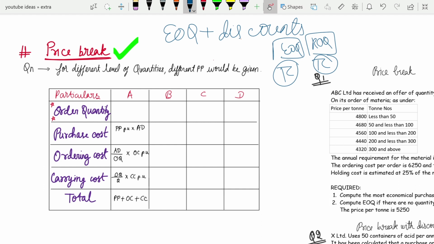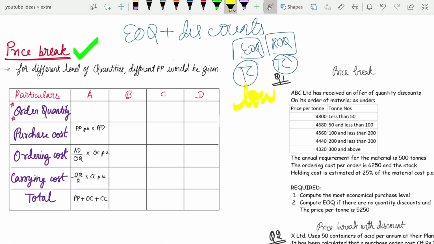How did we suggest to the company which was best? We told them that whichever order quantity has the lowest total cost is going to be the best order quantity, and we suggested that to the firm. In the last concept, you only had two order quantities to compare.